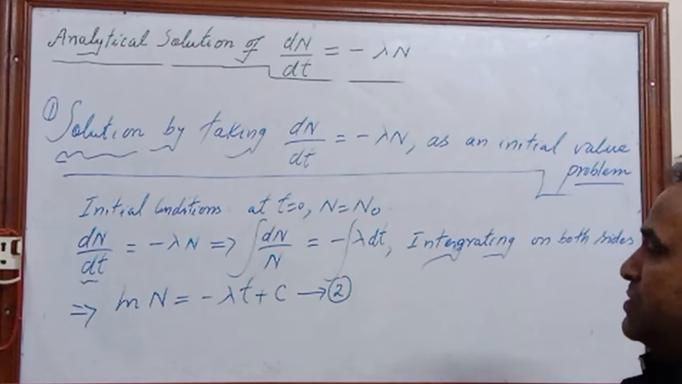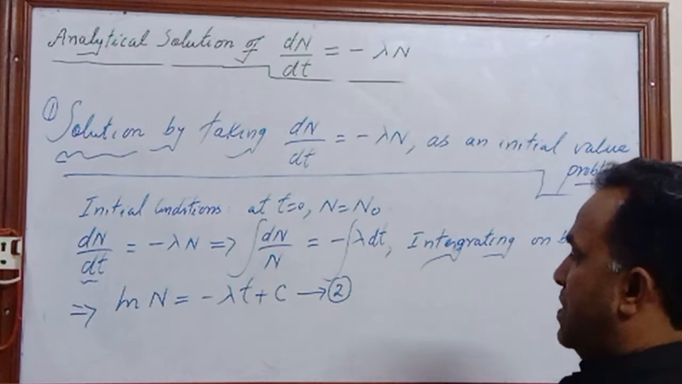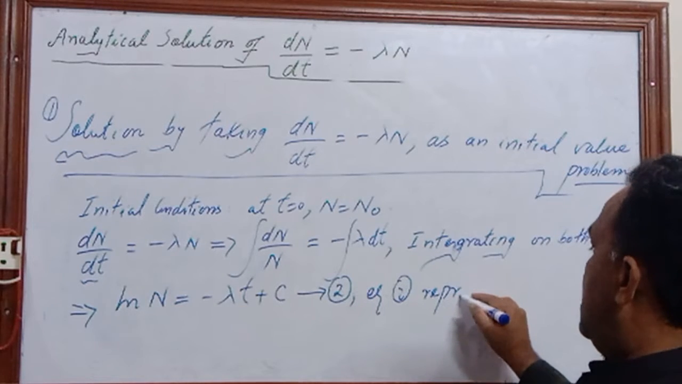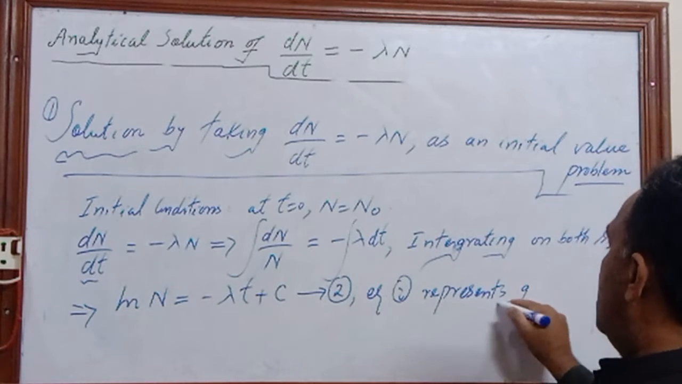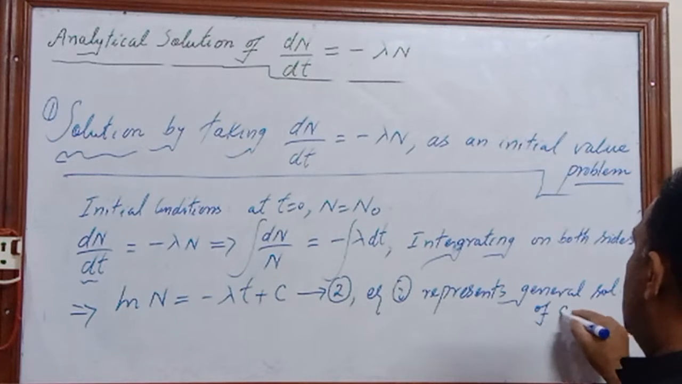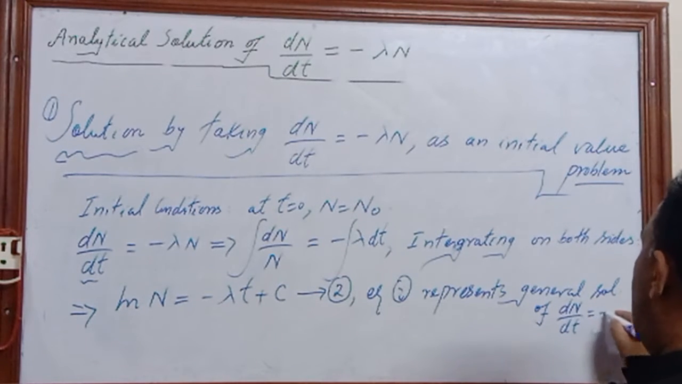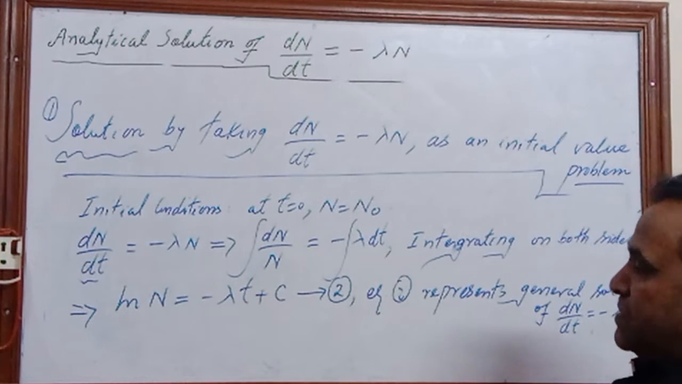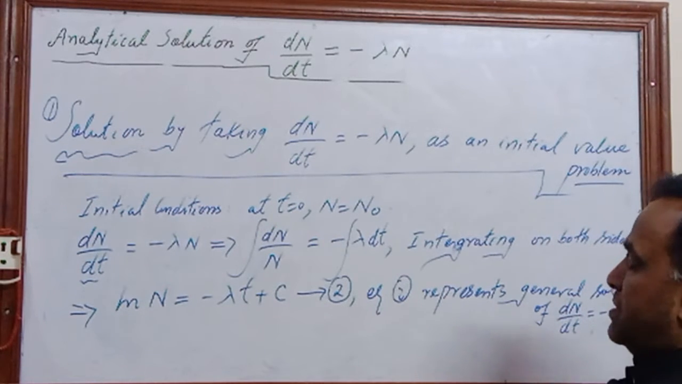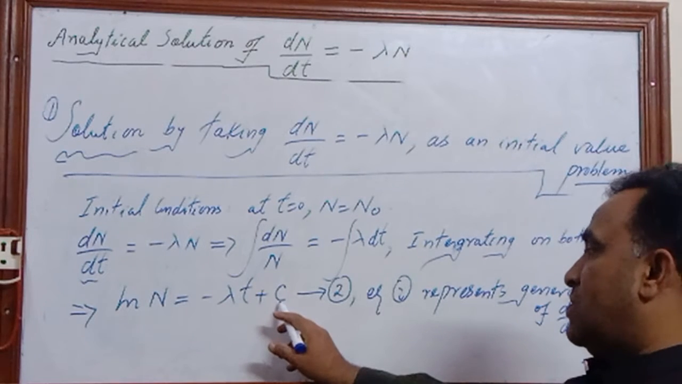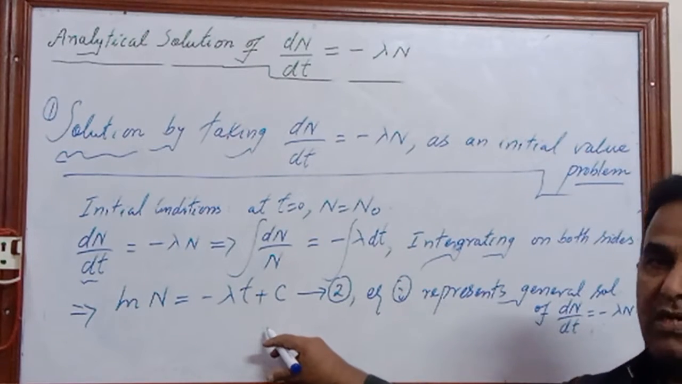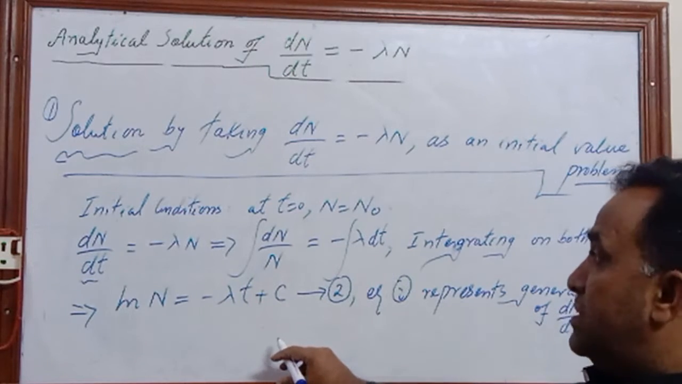Equation 2 gives us the general solution of dN over dt equals minus lambda N. This is called the general solution because here the constant of integration is not known. If we want to find the value of the constant of integration, we can apply the initial condition, which is already given here.